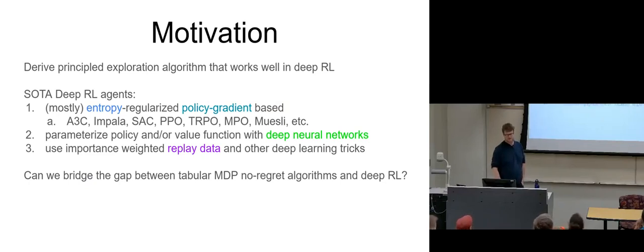Okay, so the motivation behind this line of work was basically the observation of how the SOTA deep RL agents work in practice. Mostly they're using policy gradient style algorithms with some sort of entropy regularization, and they work really well in practice in the domains that they're tested on. And they parameterize things with deep neural networks, and they use a bunch of deep learning tricks to get performance. I was interested to see, are they doing anything principled under the hood? What's going on? Why is entropy regularization so important?